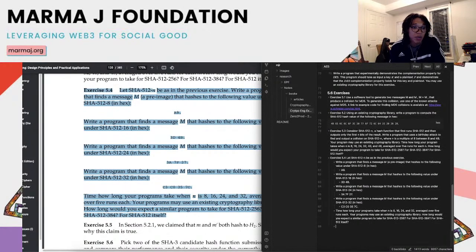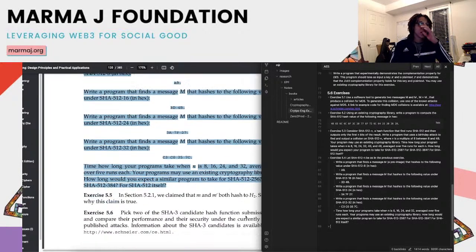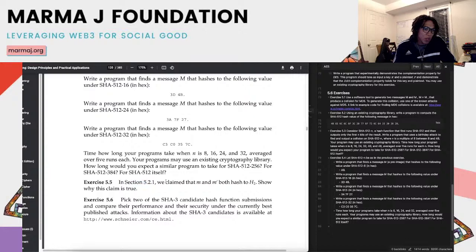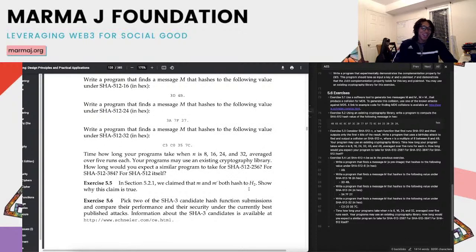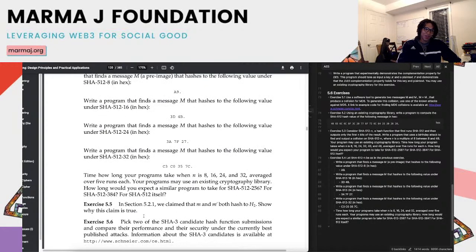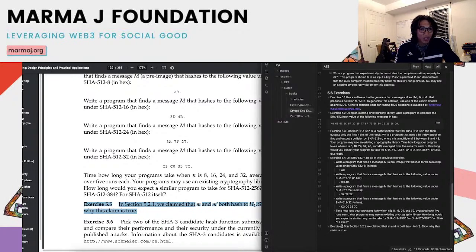Okay, I really like the exercise, and I think anyone would learn a lot from doing that one. In section 5.2.1, we claim that two different messages both hash to H2. Show why this claim is true. Oh gosh. Sure. Honestly, good exercise. I couldn't get there myself, to be honest, when they were going through it. So I'll put a little question mark beside this one to see if it's actually going to be added.